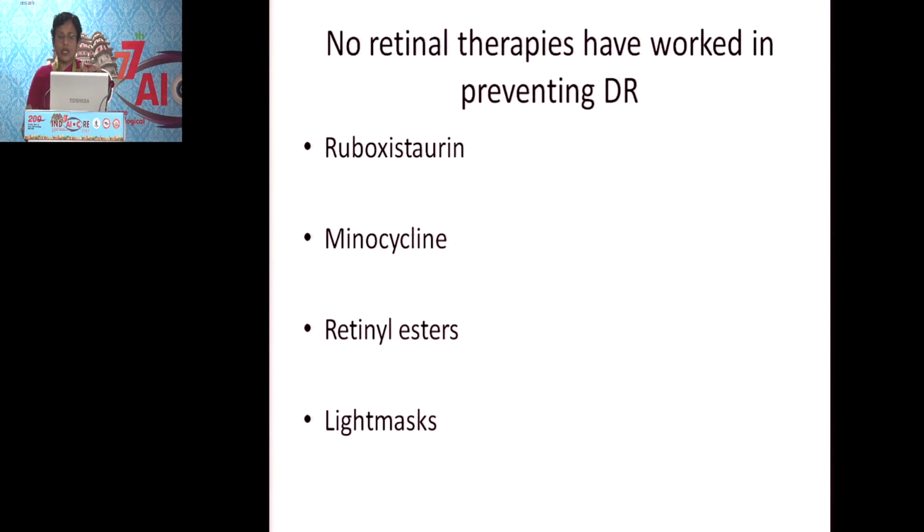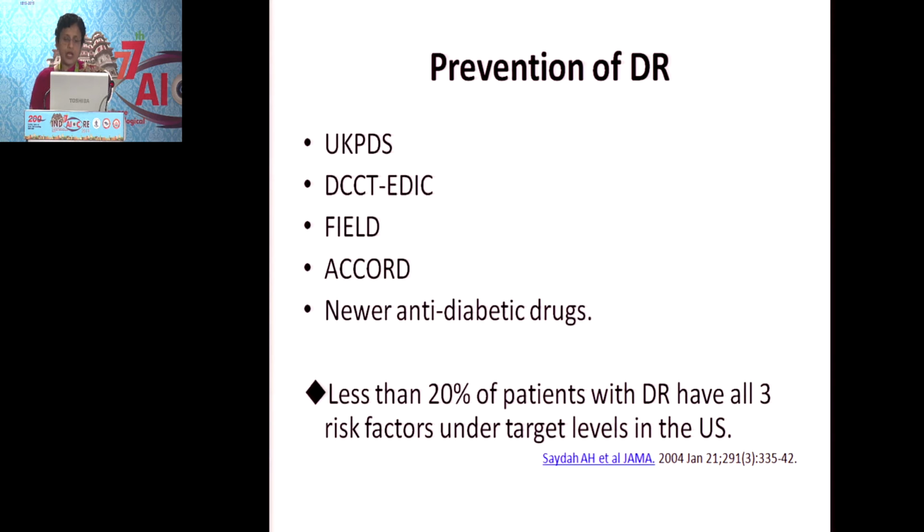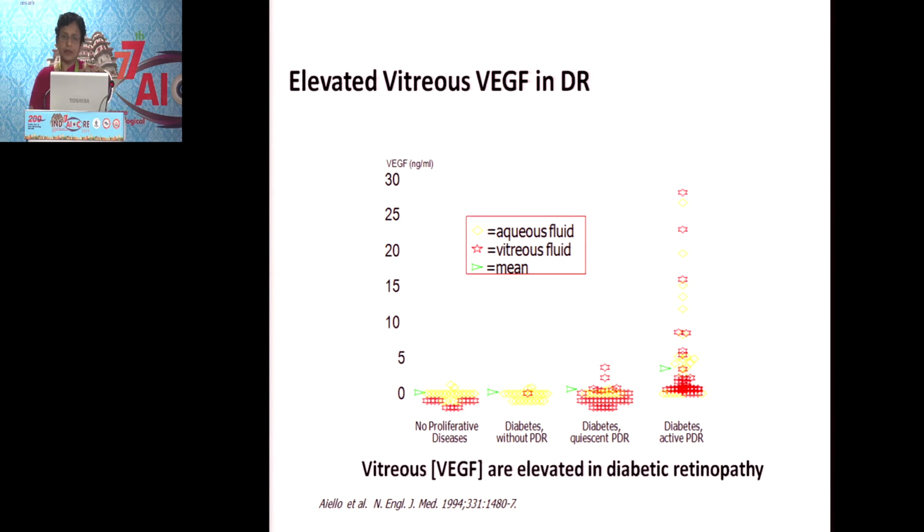So at present, there are no retinal therapies that have worked to prevent diabetic retinopathy. Ruboxistaurin, a protein kinase inhibitor, has been tried. Minocycline has been tried. Retinylamine has been tried. And light masks have been tried. So you can see how we have gone round and round in circles trying to prevent diabetic retinopathy using eye-related structures, eye-related therapies, and none has worked. So we still are back to prevention of diabetes by controlling diabetes, hypertension, and hyperlipidemia.